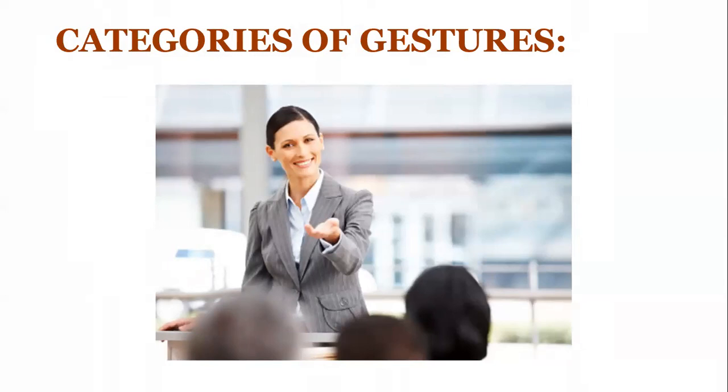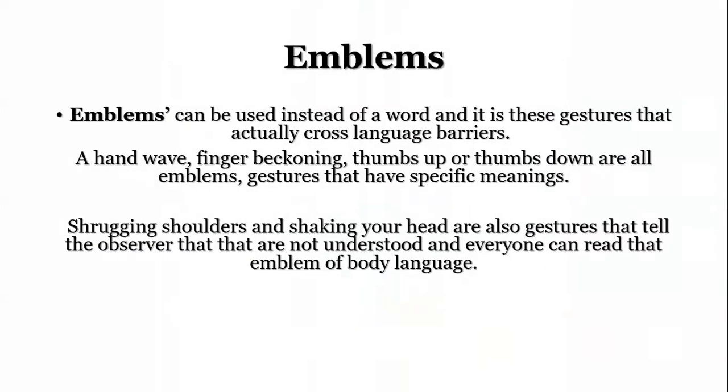So I'm going to show you a video, and I want you to observe the woman's use of her body language shortly. Observe the woman's use of her body language in expressing herself. So categories of posture. When we say categories of posture, we're talking about emblems. What do we mean by emblems? Emblems can be used instead of a word, and these are gestures that actually cross language barriers.